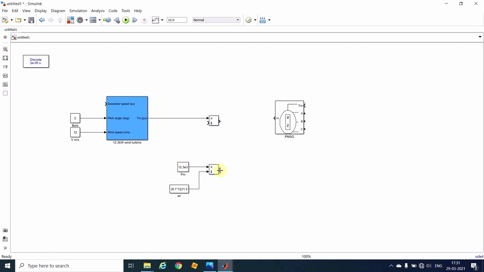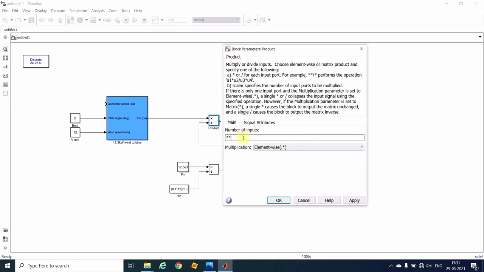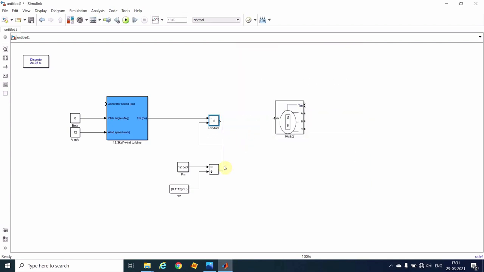So this will be the base torque, and we have to multiply here. So this is the base torque TB, and this is the omega R, and give it here. Take a bus selector, because I need the speed of the generator rotor.